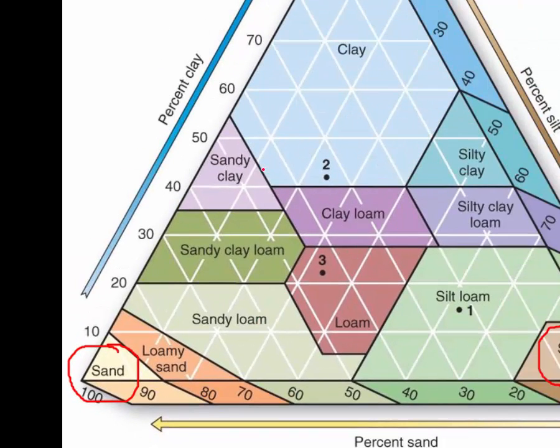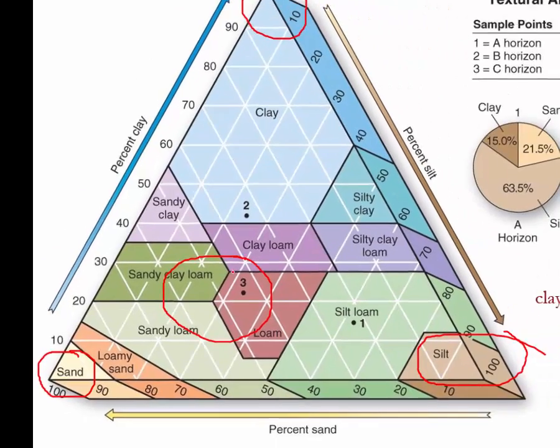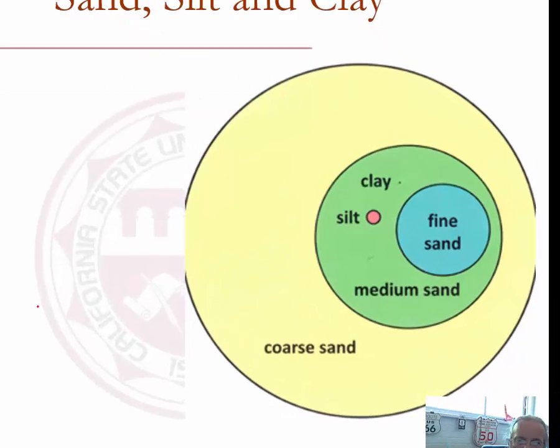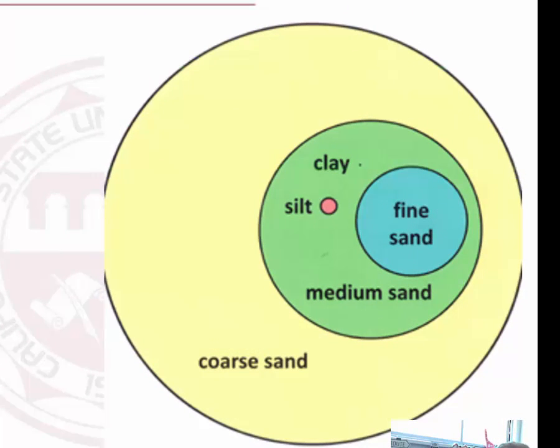Most soils are somewhere in between, and some of this area over here, the sandy loam or loamy soils, are what farmers really prefer, and we'll take a look at that. What is sand, silt, and clay? Well, if we were to take a photo of all three using, say, a microscope, then we would see this distribution.